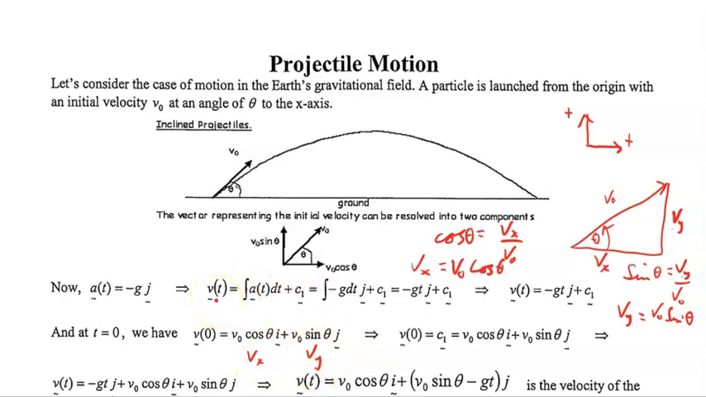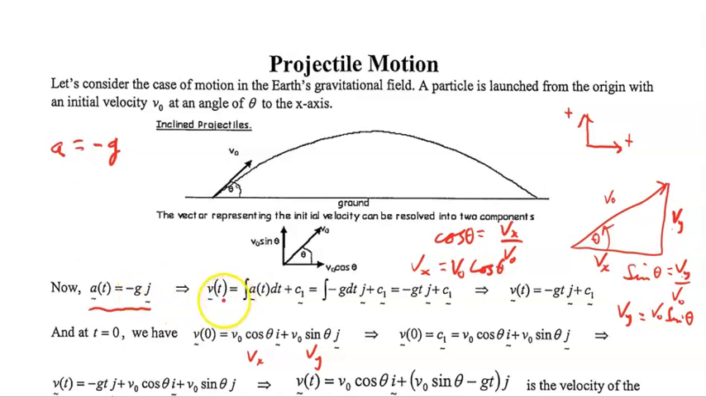One other thing to consider: any object moving in the Earth's gravitational field will be subject to an acceleration towards the center of the Earth. That acceleration will be equal to g. So a will be minus g because it's going downwards, so we must give it a negative value, and it's going downwards in the j direction. So the acceleration at all times, not just initially, is minus g meters per second squared in the negative j direction. So minus g times the j component.